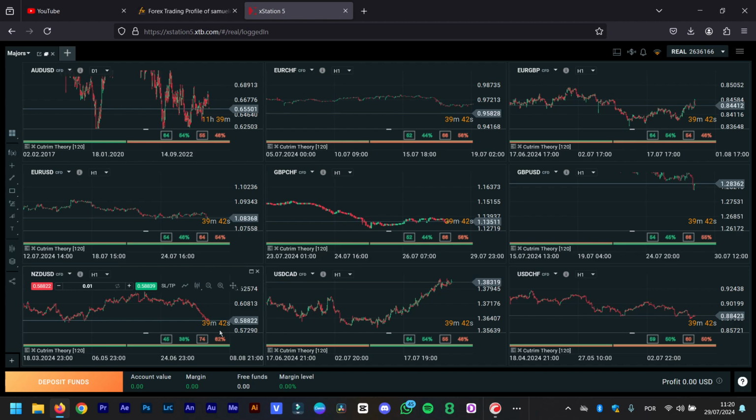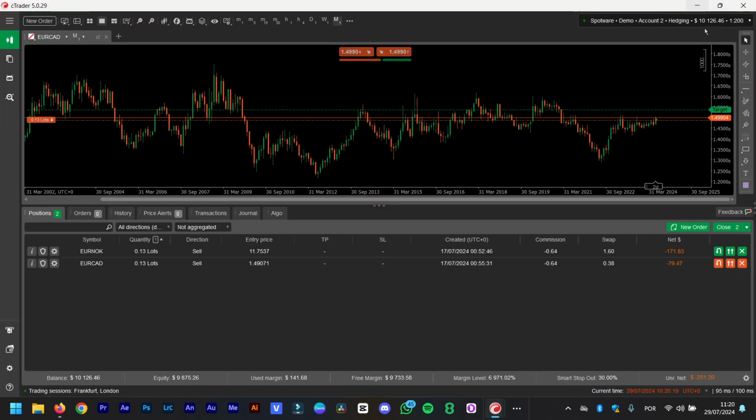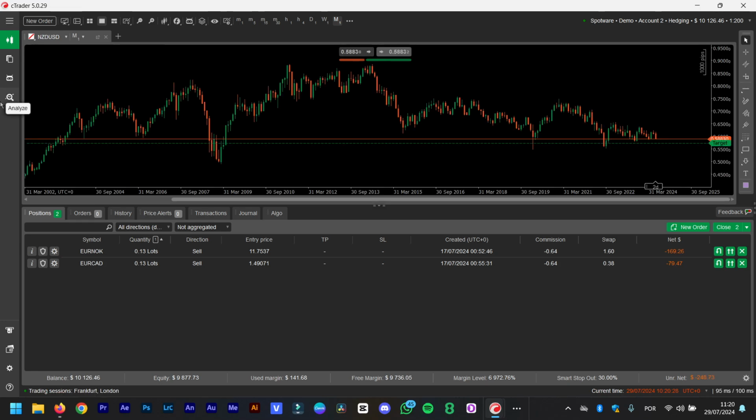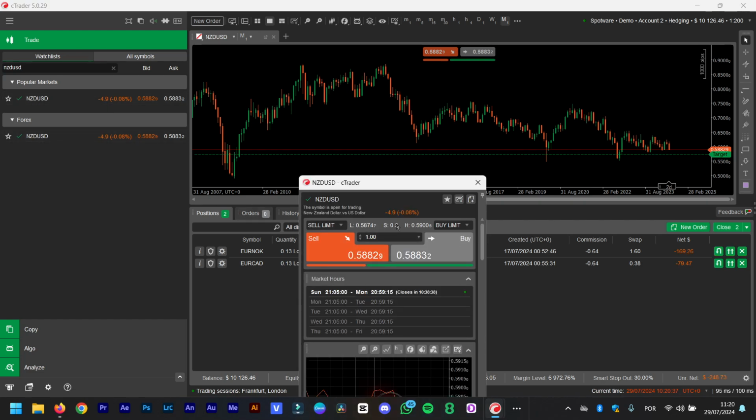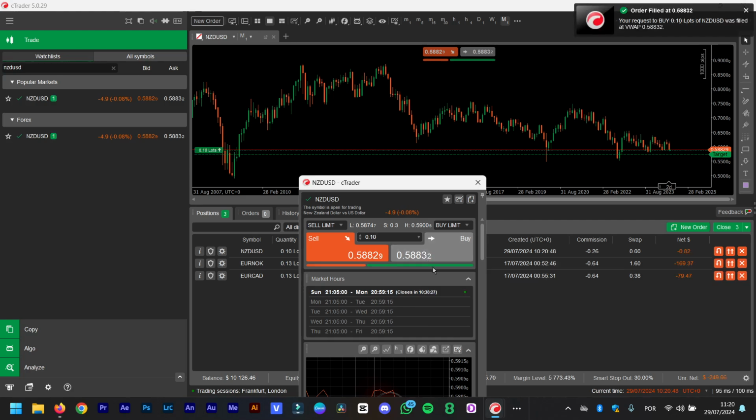NZD USD. I'm just gonna buy NZD USD in this account. Yeah, so NZD USD. Let me check NZD USD before I do it. So the spread is pretty cheap as well. The spread 0.2, and like I said, I'm gonna open trades of 0.10 lot size.